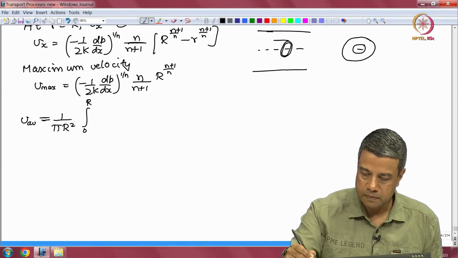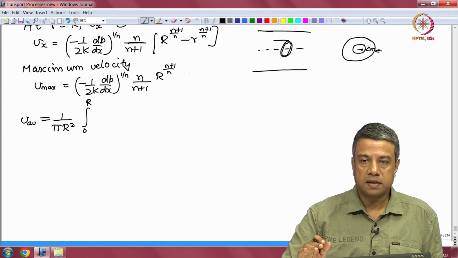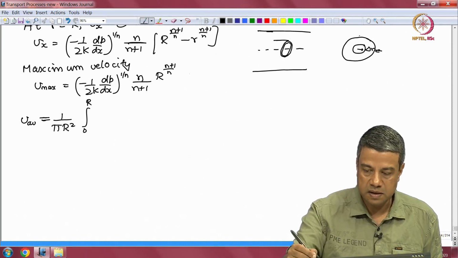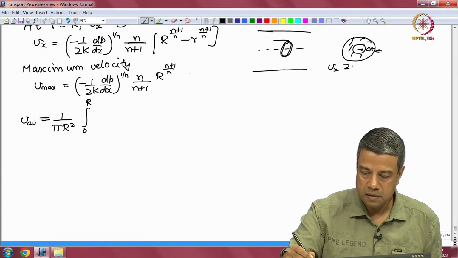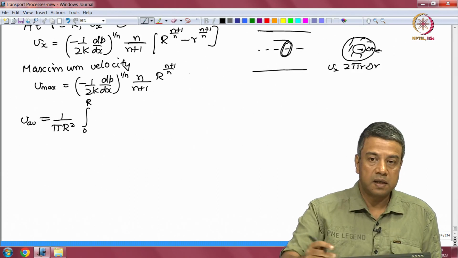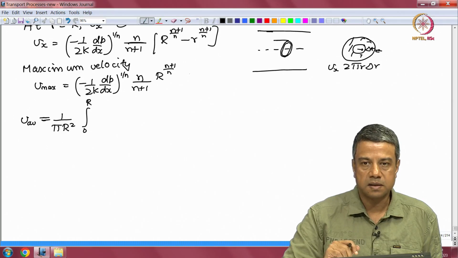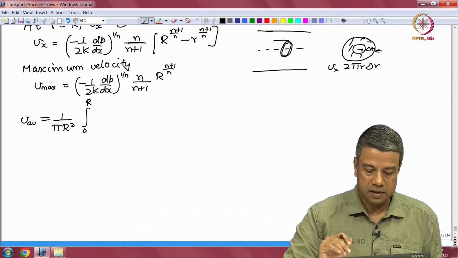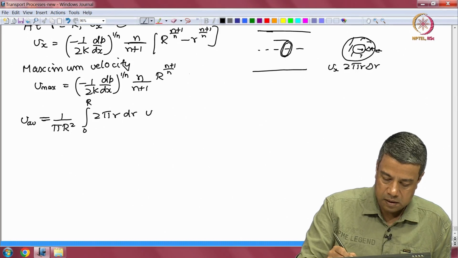And we calculated the flow rate perpendicular to this. The flow rate is the velocity times the area of that annular strip, which is V x times 2 pi r times delta r. 2 pi r is the perimeter, delta r is the thickness. So, the perimeter times the thickness is the area of that cylindrical strip, multiply that by V x and you get the flow rate. So, this is 2 pi r dr into V x.